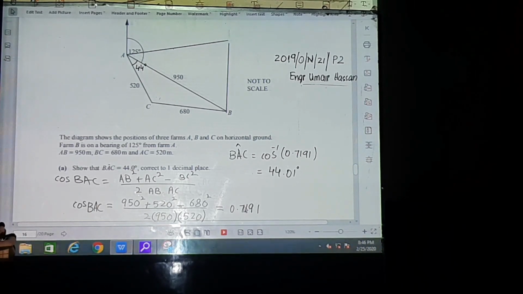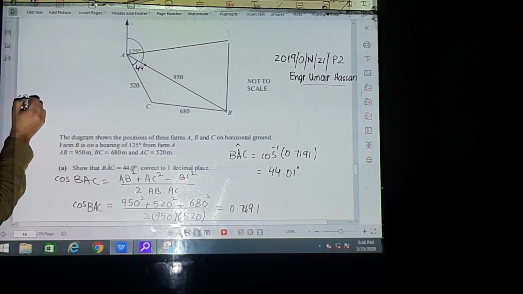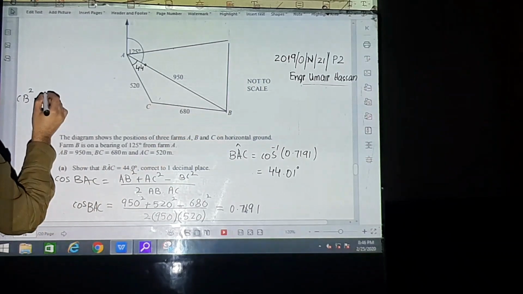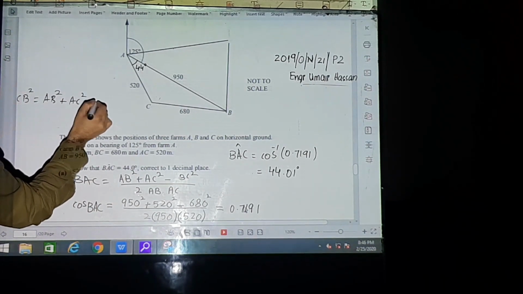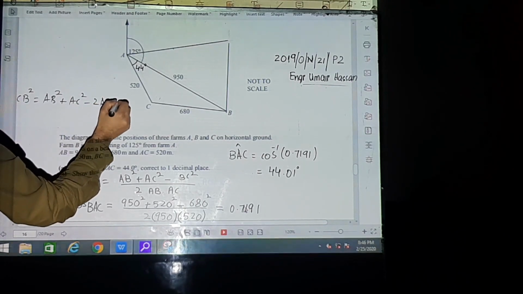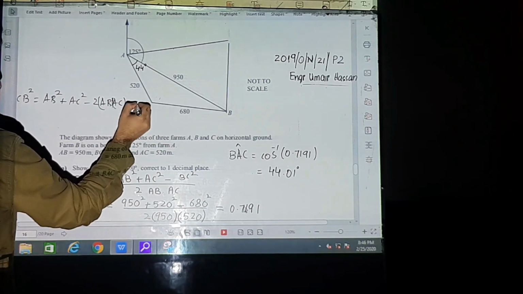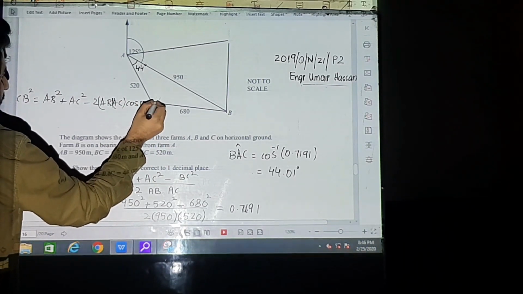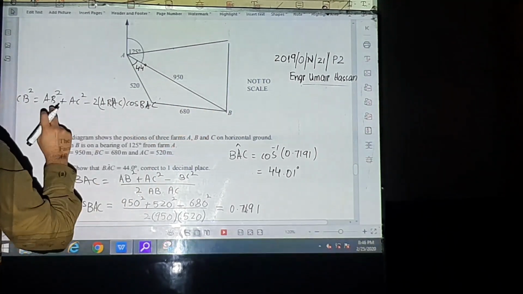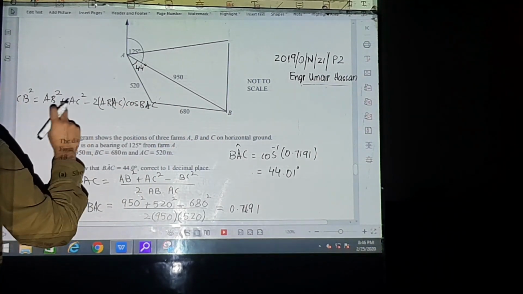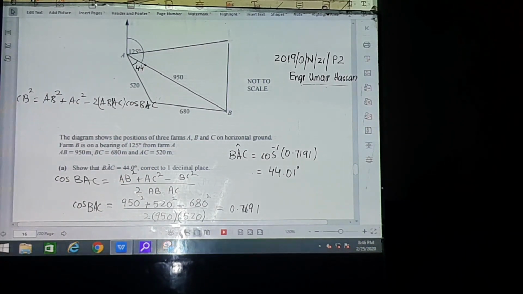This is one of the forms of the law of cosine. Now you can use this as CB squared equals AB squared plus AC squared minus 2 AB AC cos BAC, and you can convert it into this form in this part.